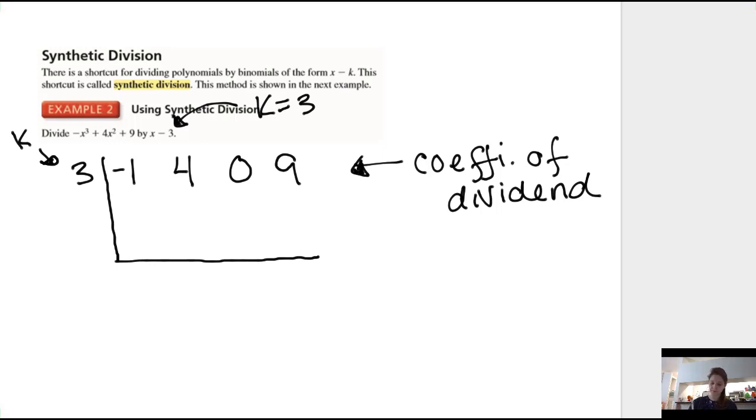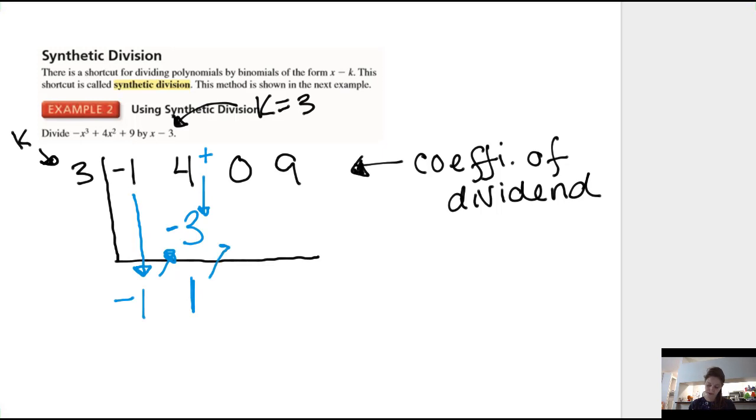Now I'm going to perform it. Here are the steps. You drop down the first term. You copy it exactly as it is, negative 1. Then you multiply this negative 1, in our case, by k. So negative 1 times 3 is negative 3. And we go up with that value. And now we add these two terms and get positive 1.